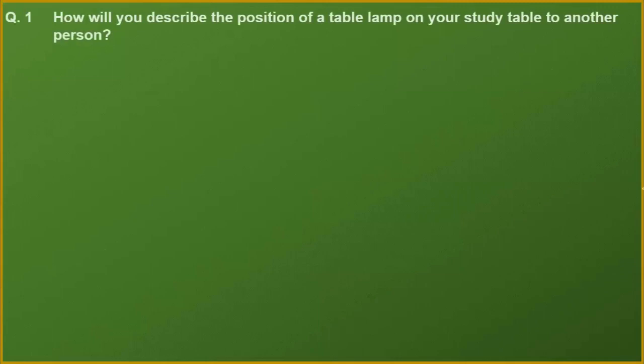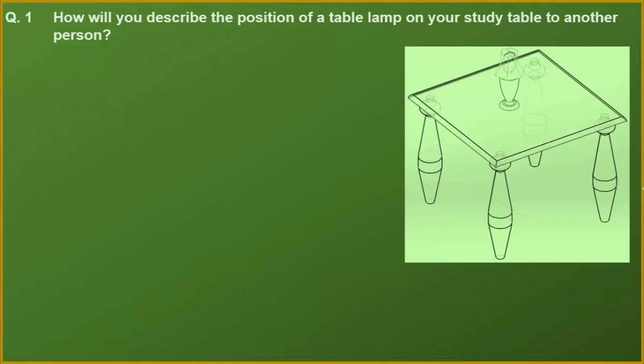So let us see the first question. First question of exercise 3.1, they are saying how will you describe the position of a table lamp on your study table. Means we are given one table and a table lamp is kept on it. So suppose I have one table and a table lamp on it. Now you are seeing where exactly I have kept my table lamp, that I want to find out. Means the location of the table lamp I need to find out with respect to the table.